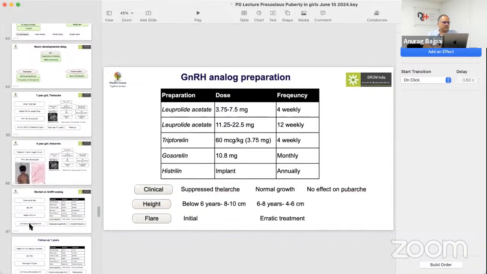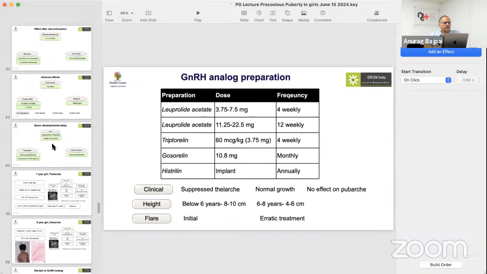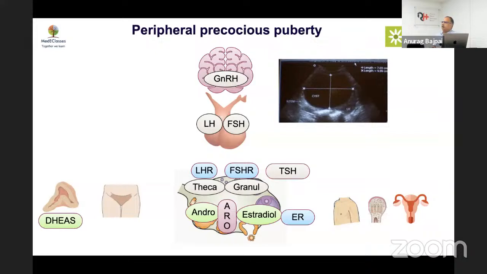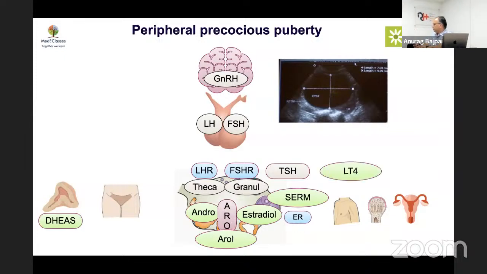The options as far as peripheral precocity is concerned, which again is an important issue, is the use of agents which decrease either the estrogen production or the estrogen action. So in peripheral precocious puberty like McCune-Albright, you may be using a scenario wherein you are inhibiting the estrogen production using aromatase inhibitor or selective estrogen receptor modulator like tamoxifen, which will alter the effect of estrogen in that regard. If you have hypothyroidism, you give them thyroid and they will have an improvement in that regard.